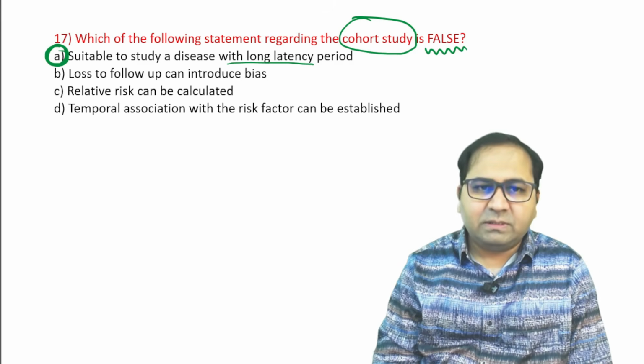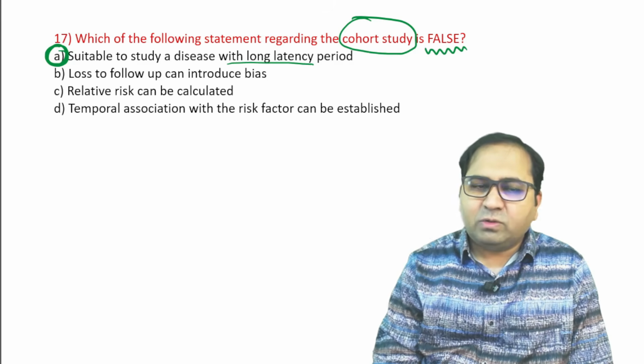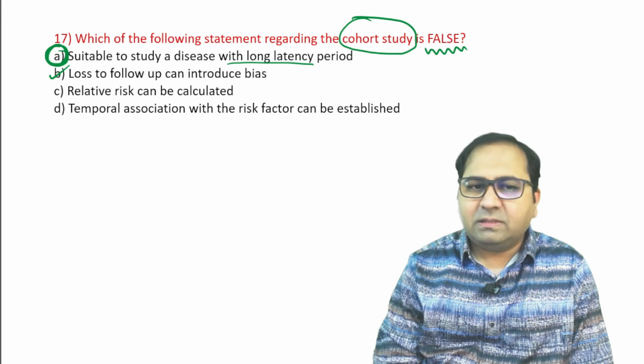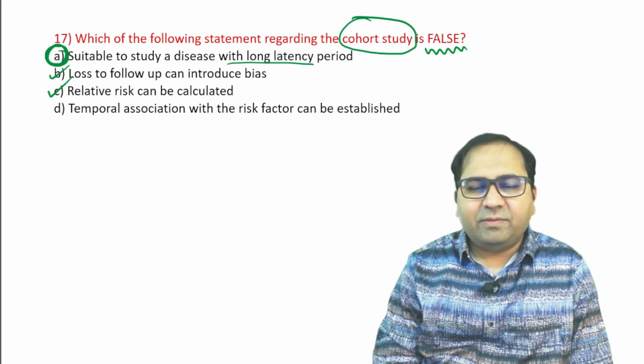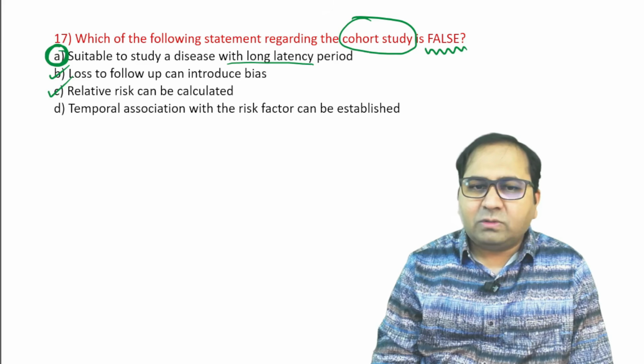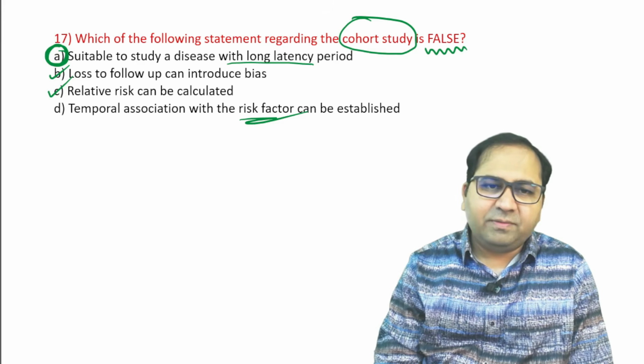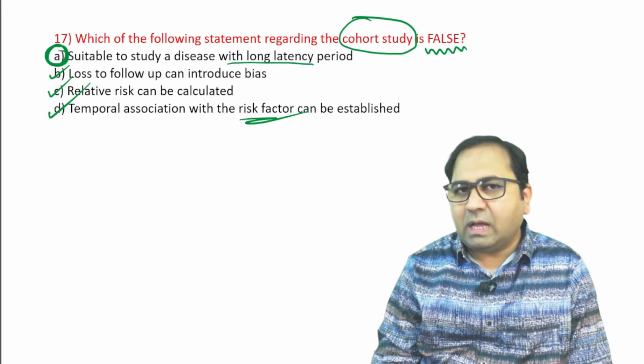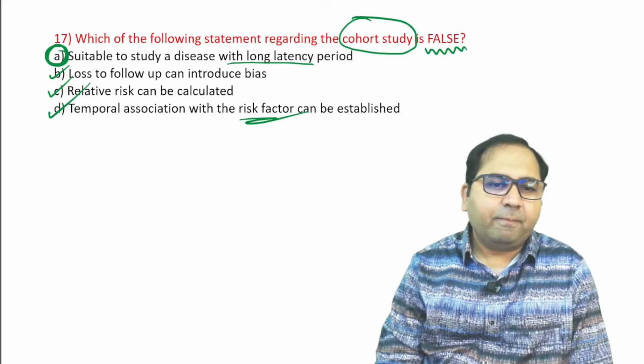Now let us see the other options. Loss to follow-up can introduce bias in a cohort study? Yes, definitely yes. Relative risk we are calculating? Yes, even this is a correct statement. And temporal association with the risk factor can be established? Yes, even this is a correct statement. So we got the answer for this question.